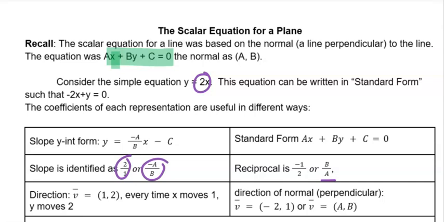And what this means is that the direction vector for this line is that every time x moves 1, y moves 2. So this is a rise of 2 over 1. A perpendicular line will have a negative reciprocal slope, so the direction vector of the reciprocal will be negative 2, 1, or every time x moves negative 2, y is going to move 1.